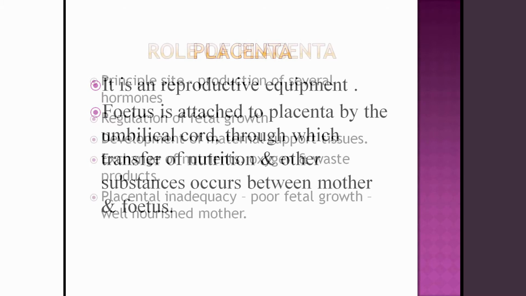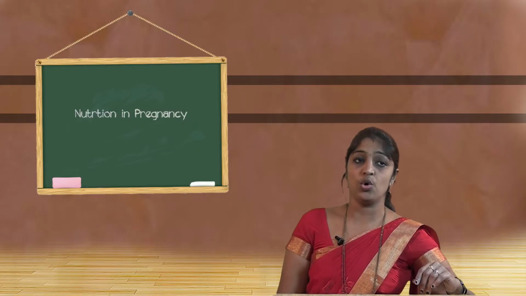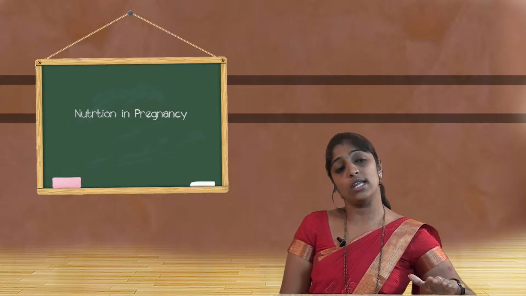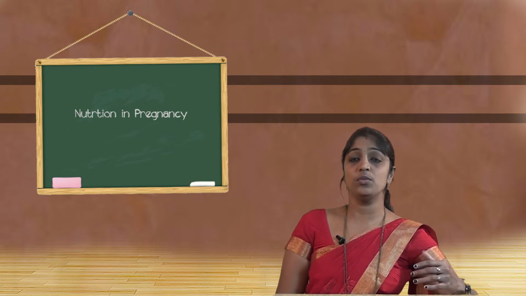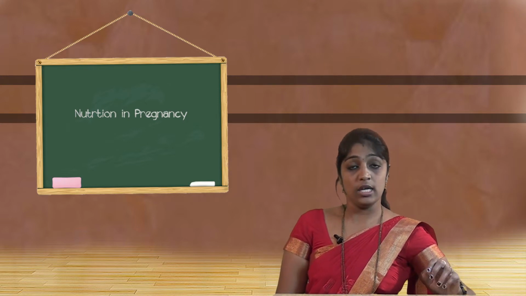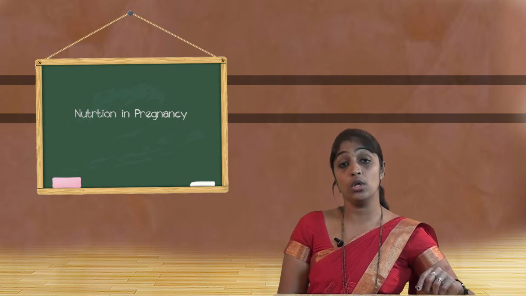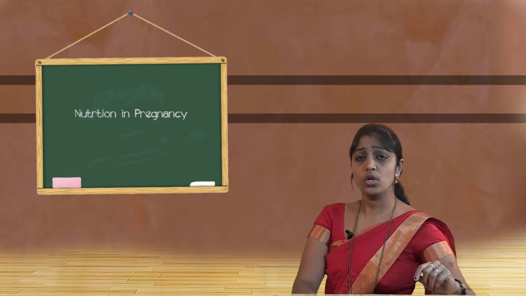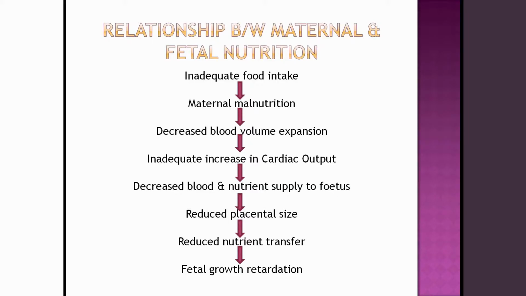So what is the role of the placenta? First, it is the main site of production of several hormones, and it regulates fetal growth and the development of other maternal support tissues. The placenta also has a major role in the exchange of nutrients, oxygen and waste products. Even if the mother is well nourished, if the placenta has any problem, it will lead to poor fetal growth.